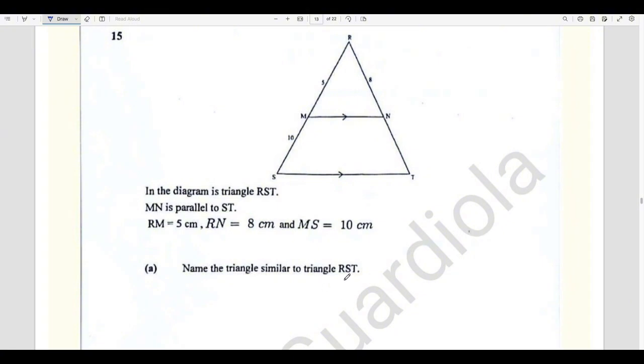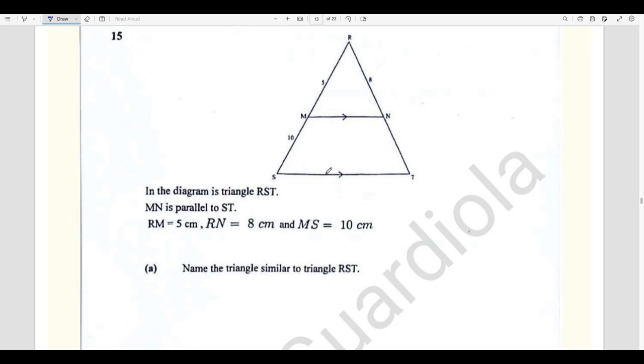Right, let's move on to question 15. In the diagram is triangle RST, MN is parallel to ST, RM is equal to that, RN is equal to that, and MS is equal to that. Name the triangle that is similar to triangle RST.